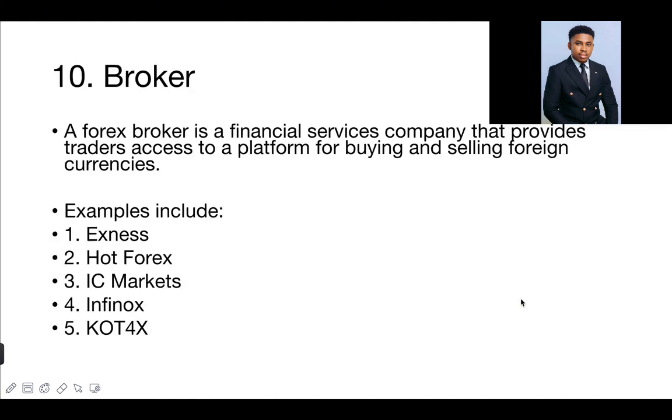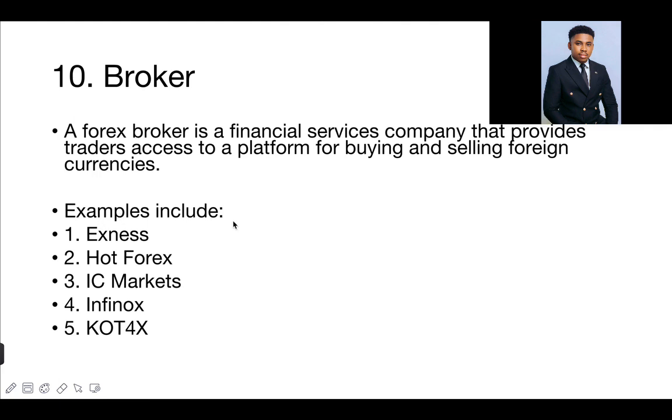So moving on, we have a broker. A forex broker is a financial service company that provides traders access to a platform for buying and selling foreign currencies. So the broker is just a middleman between you and the financial markets. If you execute a trade, it goes through the broker into the financial markets or the liquidity pool. You understand? When you take a buy position, it's your broker who executes that buy position for you, and that's how you make money. Without a broker, you will not be able to trade, basically.